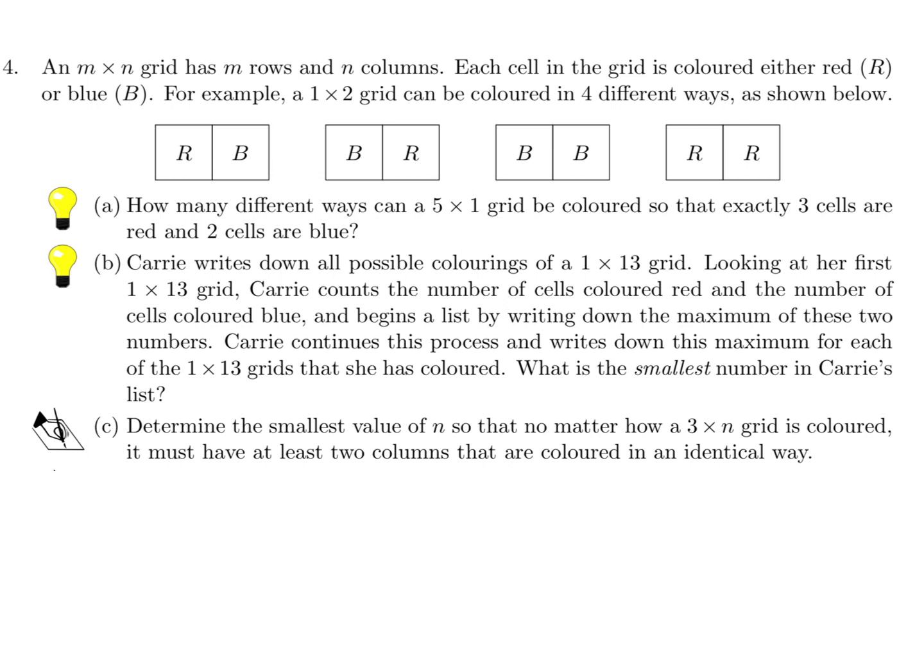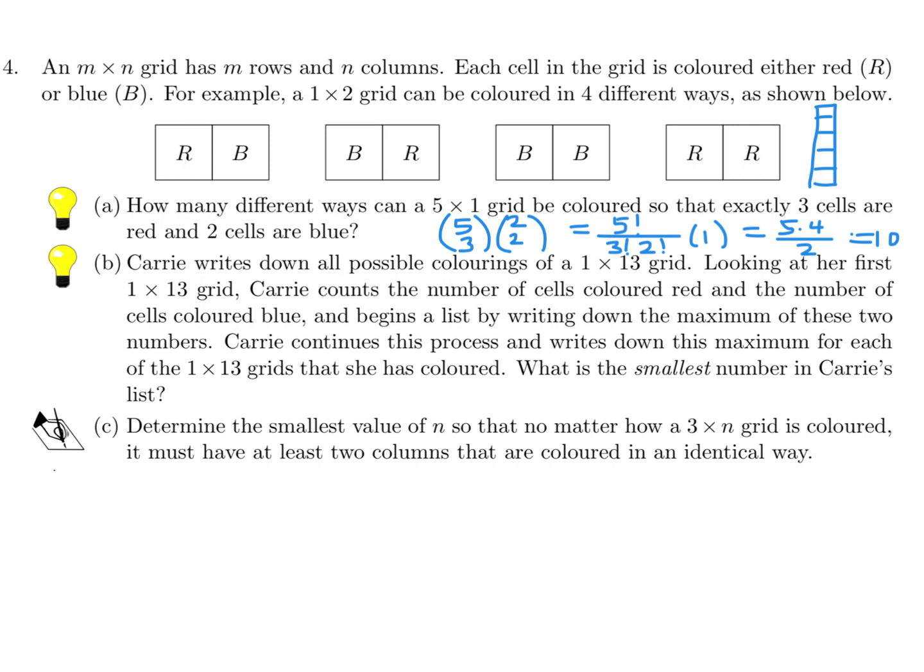Okay, so a 5 by 1 would be, I guess, vertical like this. So 1, 2, 3, 4, 5 like this. And from the 5, we want to choose 3 to be red. And from the remaining 2, you want to choose both of them to be blue. So 5 choose 3 times 2 choose 2, which is 5 factorial over 3 factorial over 2 factorial times just 1. And that, I believe, is 5 times 4 divided by 2, which is 10. So 10 is the answer.